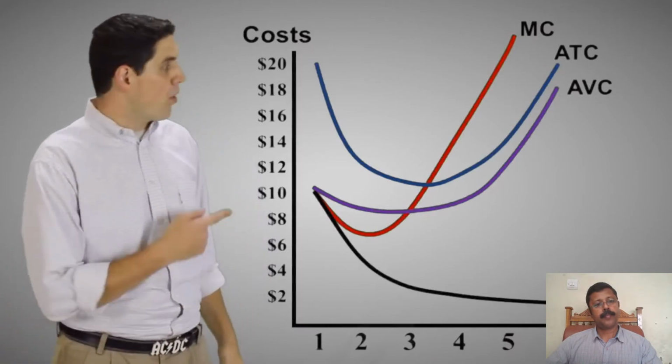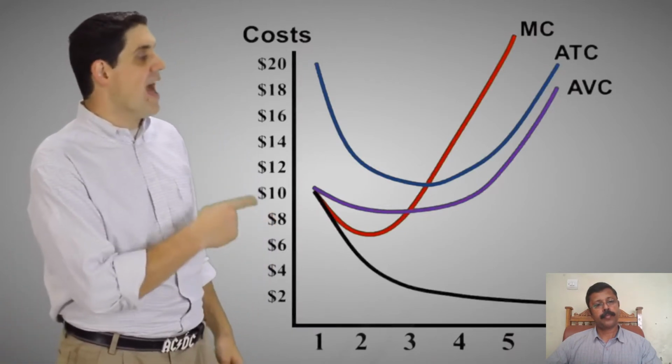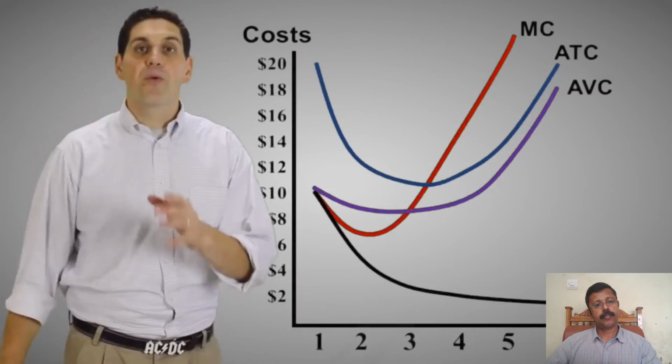Previous video, I showed you the per unit cost curve. We've got average fixed cost, average variable cost, average total cost, and marginal cost.